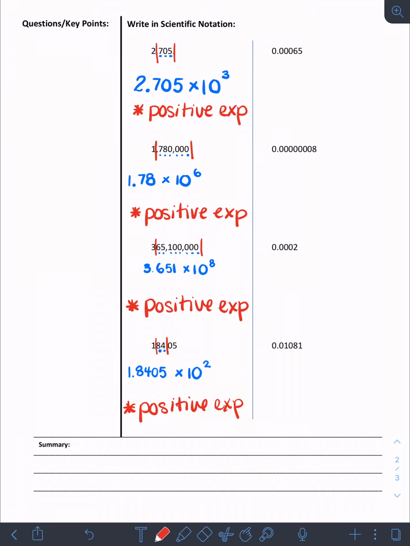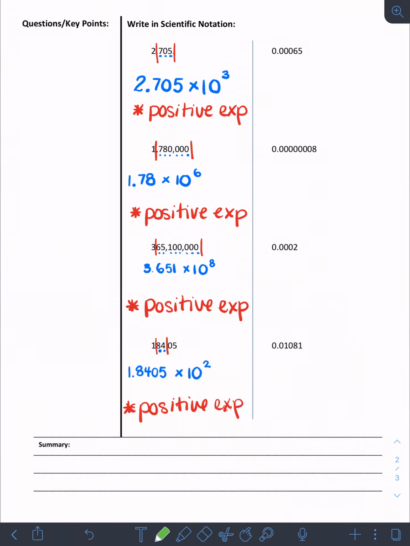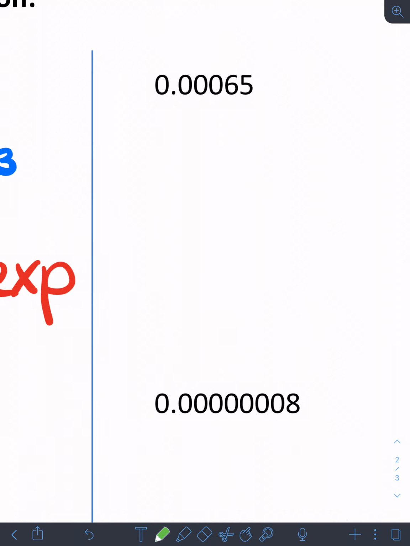Okay, so let's take a look at the other side. On this side, we have numbers that are between 0 and 1. These are decimal numbers that are fairly small. So we're going to take a look at the very first one. We have 0.00065. The first thing we're going to do is to draw a line at the decimal point.